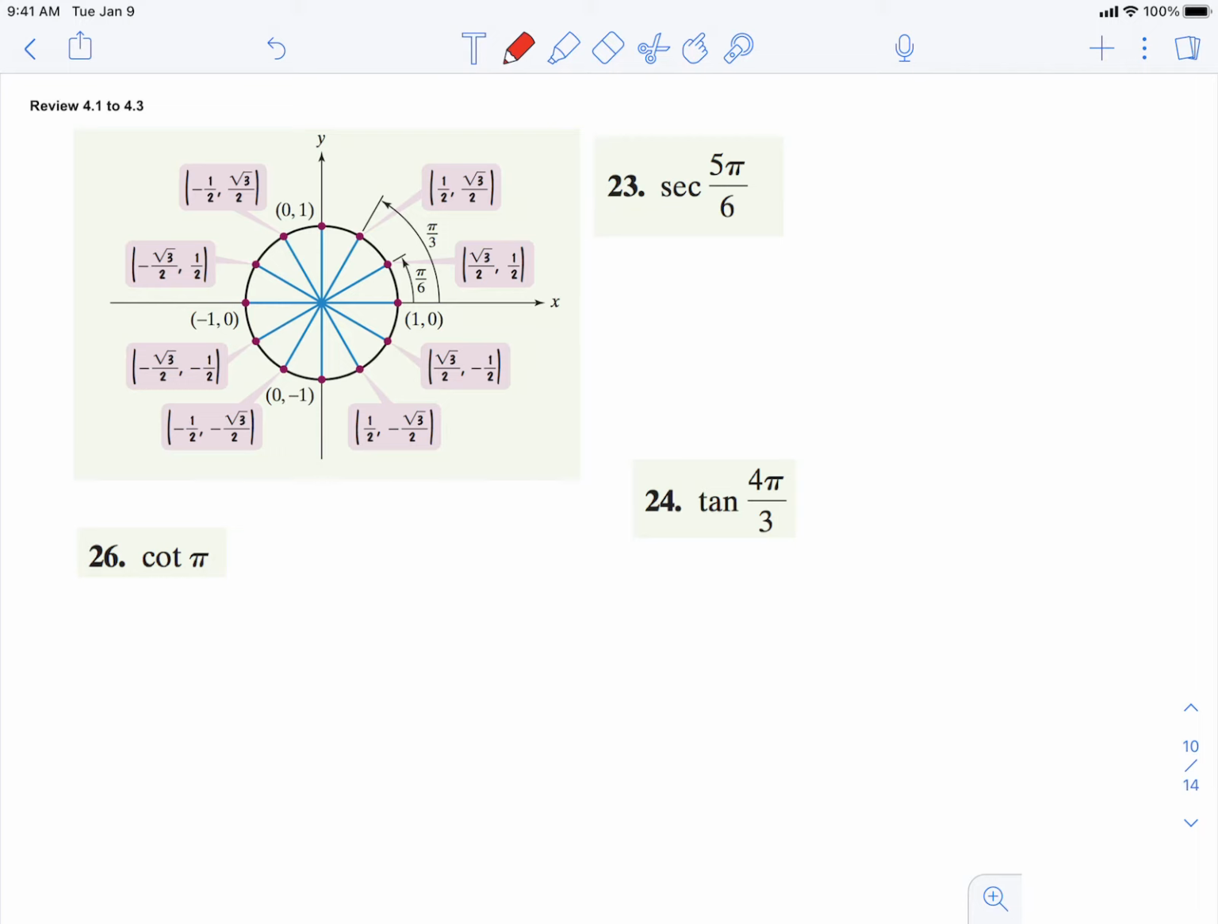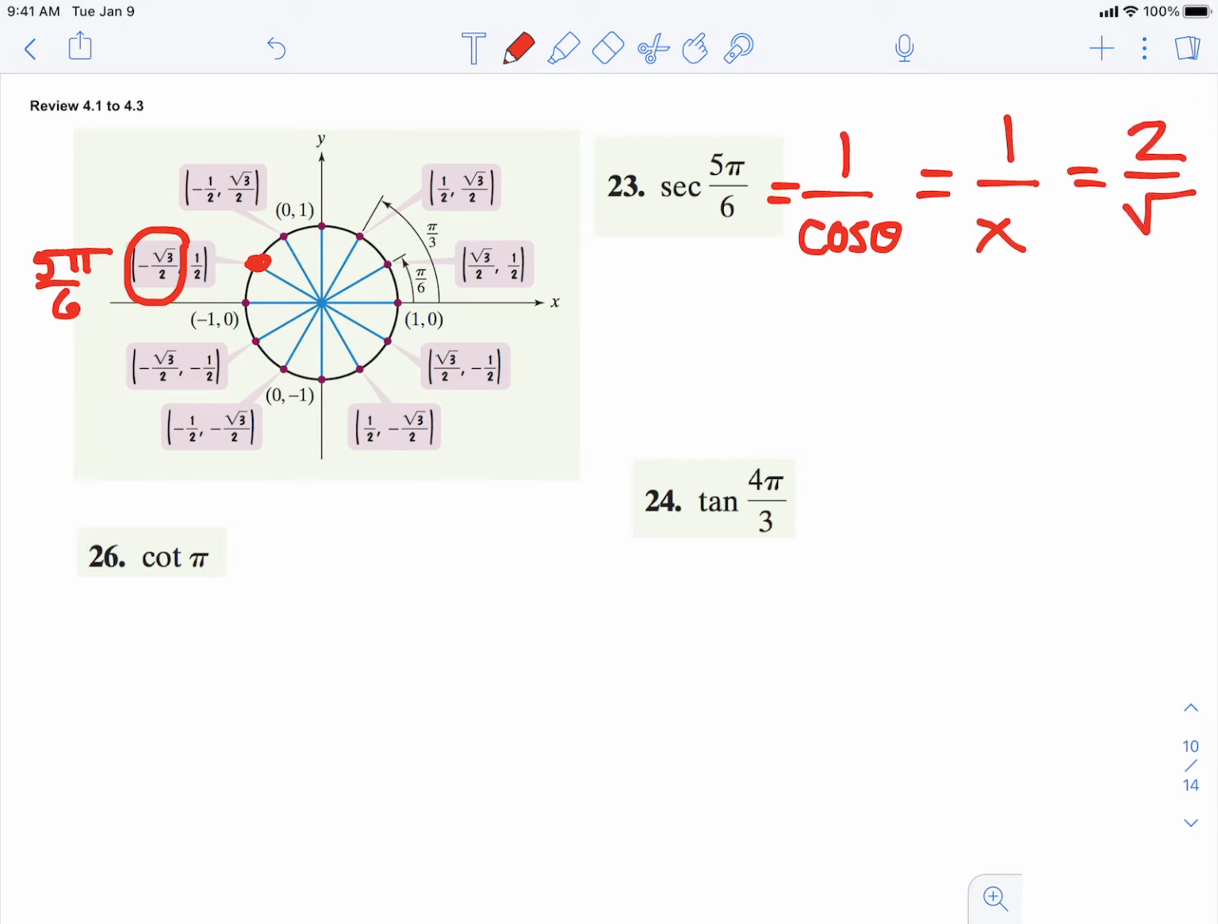So secant. Secant is the reciprocal of the cosine. So we're going to be going 1 over x. So we have to find 5 pi over 6 on the unit circle. This dot is 5 pi over 6. So we're going to take that x value and we're going to reciprocate it. And when we reciprocate it, we get a denominator that has a radical. So we have to rationalize it.